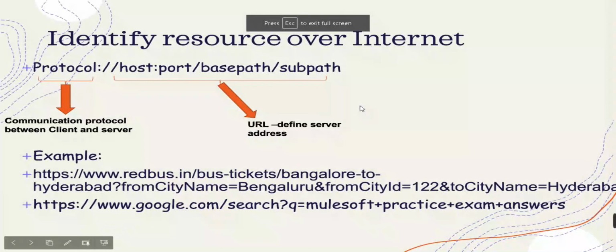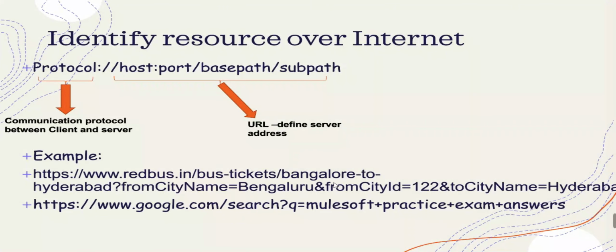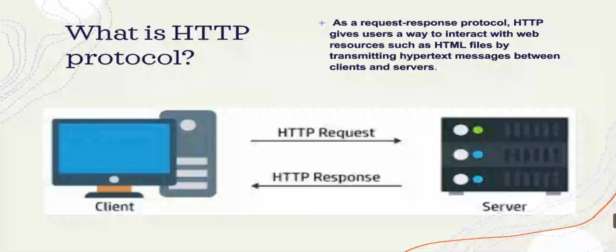Now we identified the resource over the internet, we identified the bus tickets from Bangalore to Hyderabad. What is the next thing? What is the HTTP protocol? I have already said about the HTTP protocol. Protocol is a set of rules. For communication over the internet there will be a set of rules, that is the HTTP set of rules.